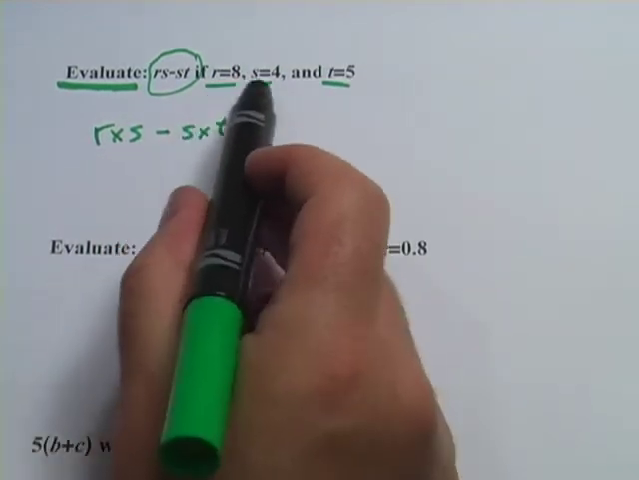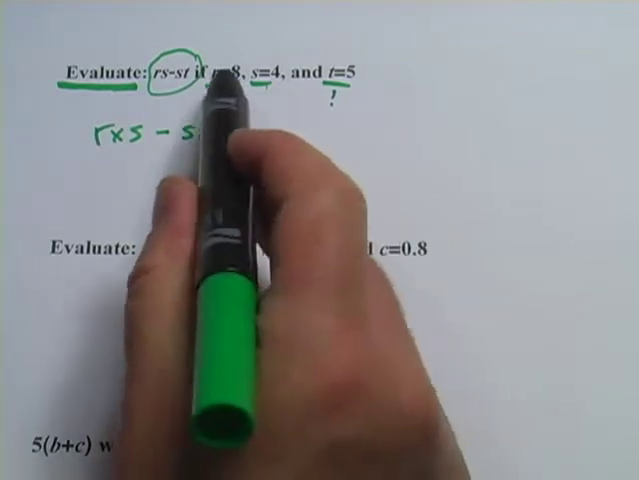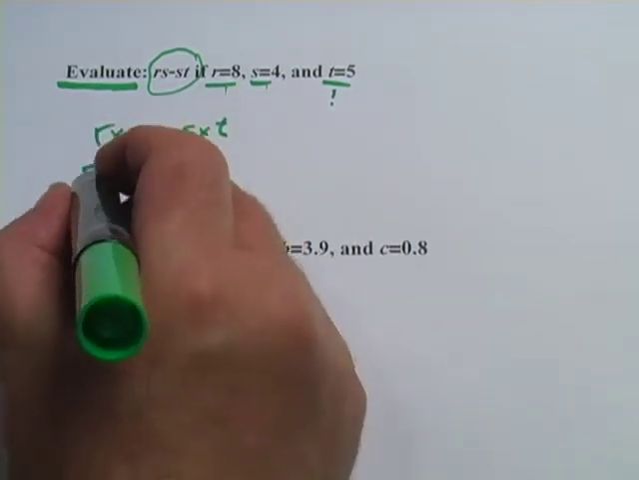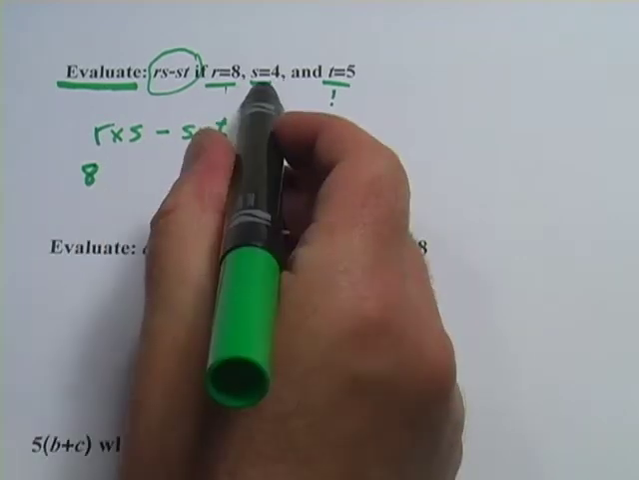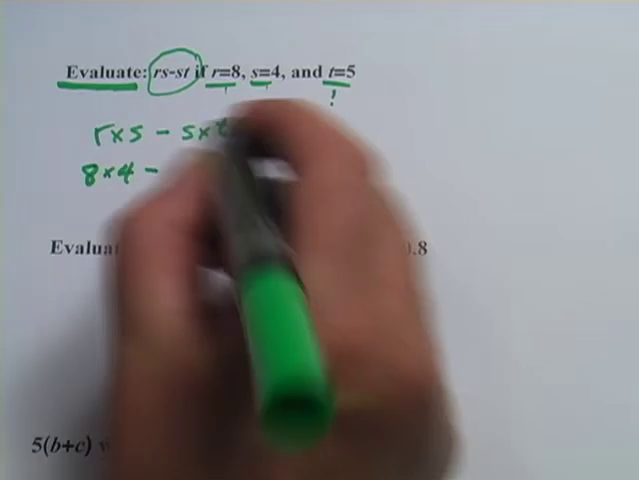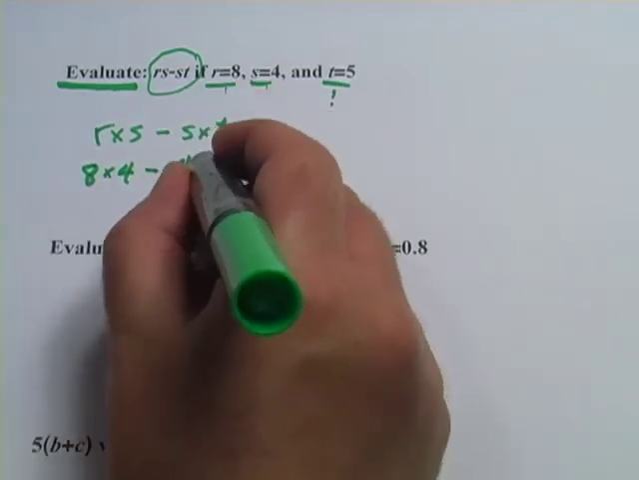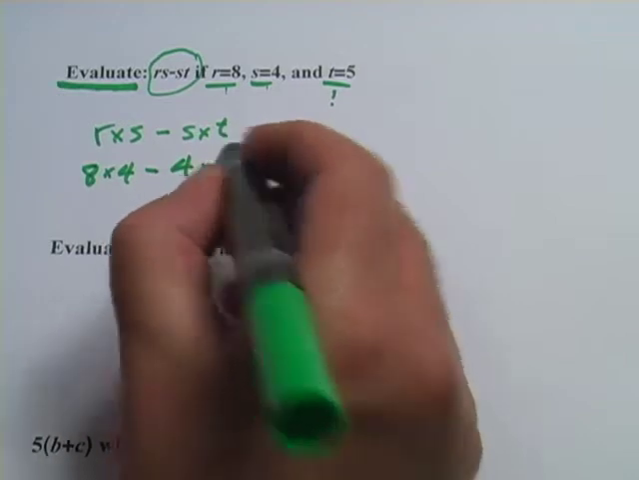And now I'm just going to take these numbers and go ahead and sub them in. So wherever I see an r, I'm going to put 8. So r times s is right away, it's 8. And wherever I see an s, I'm going to put a 4. So 8 times 4. Then I've got my minus sign. And then I've got s again, that's 4 times t, which is 5.